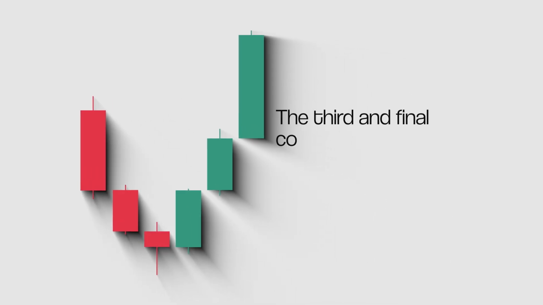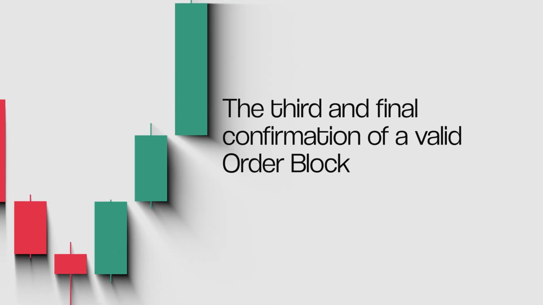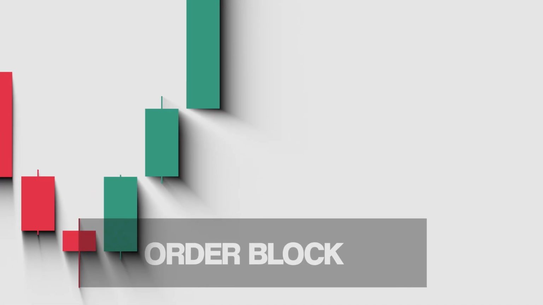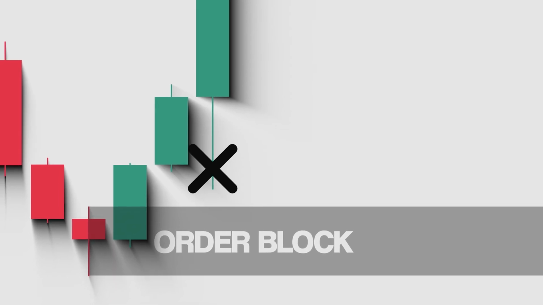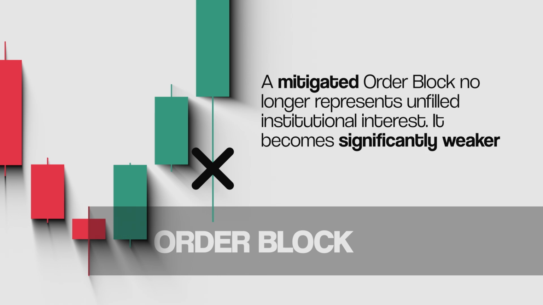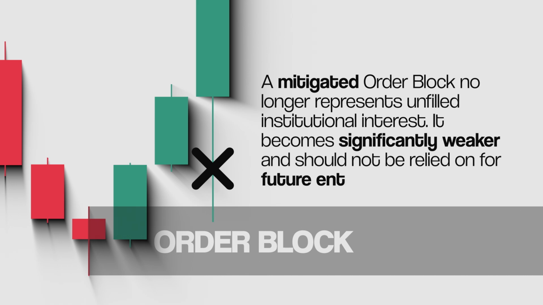The third and final confirmation of a valid order block is that it must remain unmitigated. This means that after the order block is formed, price has not yet returned to this zone to retest it or trade through it. A mitigated order block no longer represents unfilled institutional interest. It becomes significantly weaker and should not be relied on for future entries.